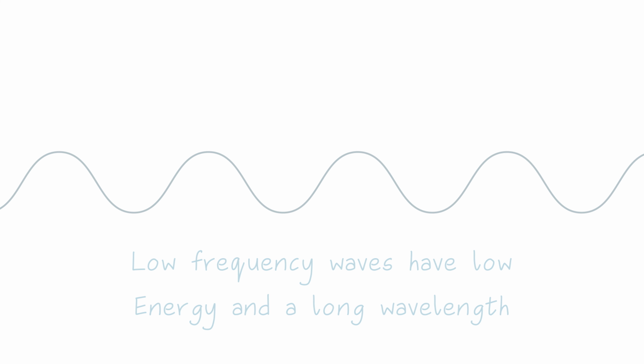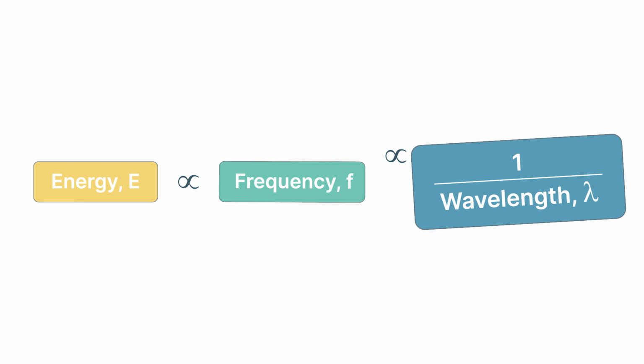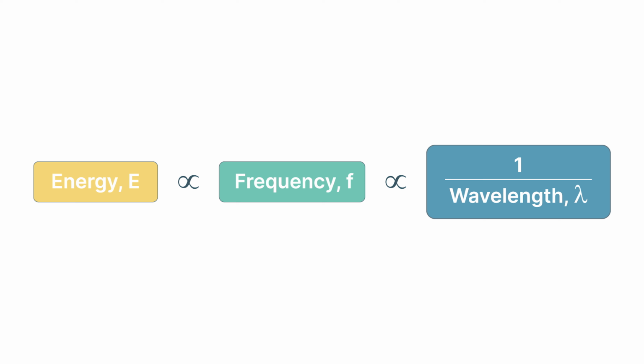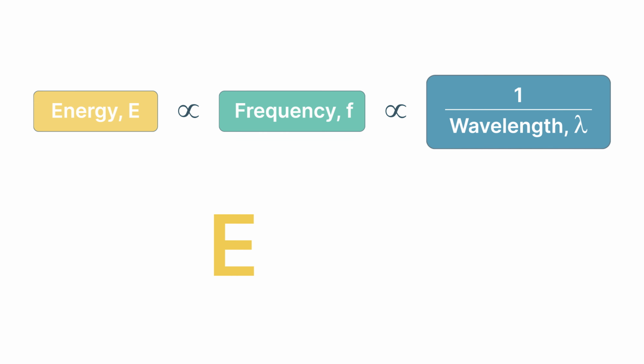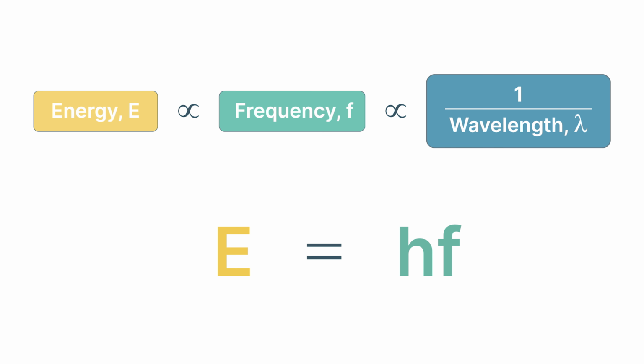We can summarize the important relationship between energy, wavelength, and frequency. The energy being transferred by a wave will be proportional to the frequency of the wave and inversely proportional to the wavelength of the wave. We have a special equation that relates these variables. Since E is proportional to frequency, if we introduce a constant, we can let them be equal to each other. This constant is known as Planck's constant, and it gives us what's called Planck's equation, which we'll see more about later.